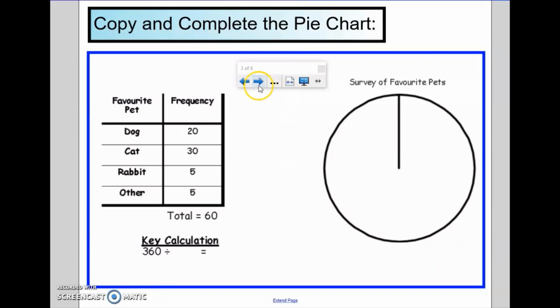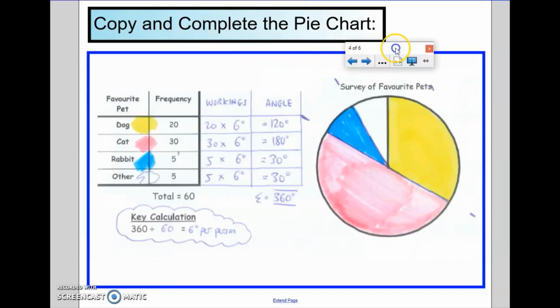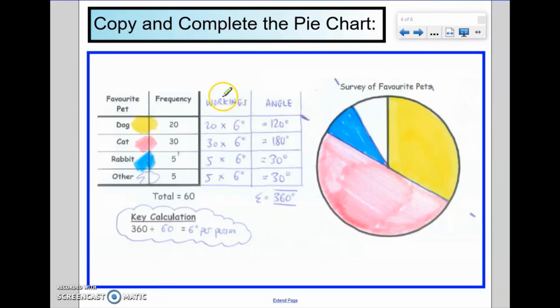Okay, welcome back. Just having a look at my solution. So in this question, I hadn't already drawn on column 3 and column 4. So just a reminder that you need to do some multiplications to come up with your angle of each sector. The total of my frequencies in this frequency table was 60. So I did 360 divided by 60, telling me that every one person in this data was represented by 6 degrees.